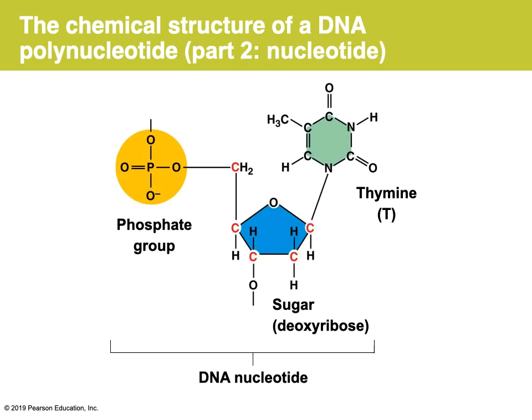nucleotide, right? Again, representing in yellow, you have the phosphate group. Represented in blue, you have the sugar, in this case deoxyribose, because it's a DNA nucleotide. And then here's the base, right? So that's the part that's going to be different. There's going to be 4 different bases. When you're looking at DNA polynucleotides, you're going to have A's, G's, T's, and C's.